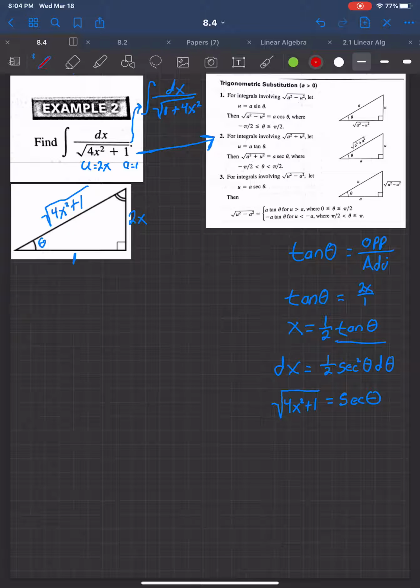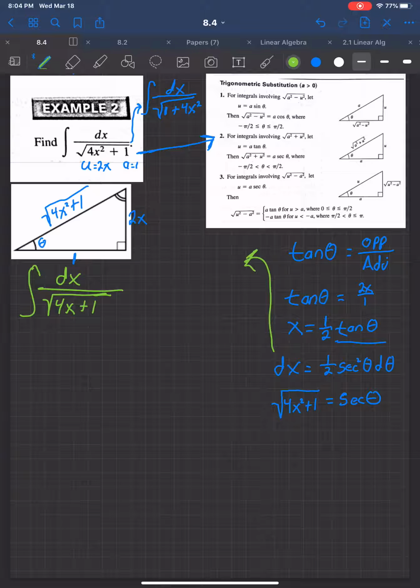Okay, and let's see if there's anything else that we need. I don't think we do. So let's see what happens if I start to plug in some of the information that I've defined. So let's rewrite. I want to integrate dx over the square root of 4x squared plus 1 with respect to x. All of these arrows are pointing to the fact that you get to do some substituting. Well, you know what to put in there for dx, you know what to put in there for that denominator.